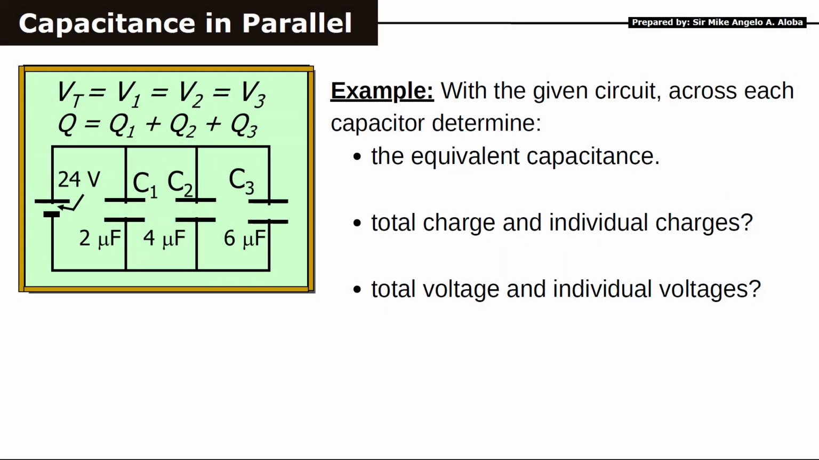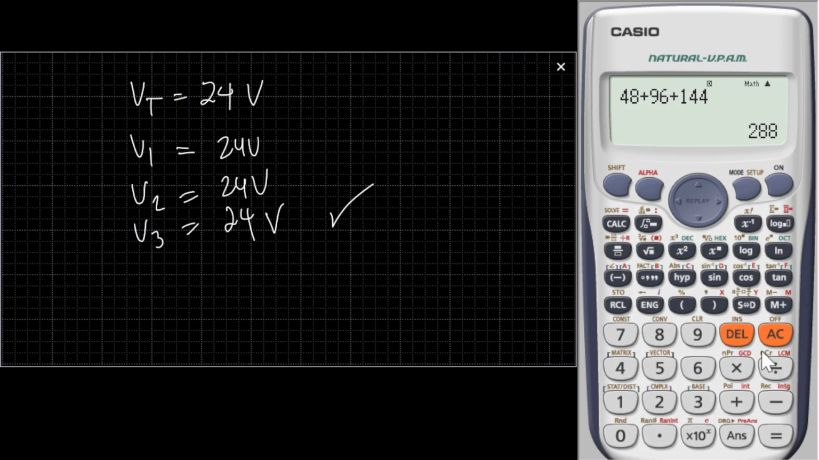So, individual voltages sa parallel is pare-pareho lang. V1, V2, V3 are all 24 volts since it is connected in parallel, or the capacitors are connected in a parallel manner. Okay? V1 is 24, V2 is 24, V3 is 24.